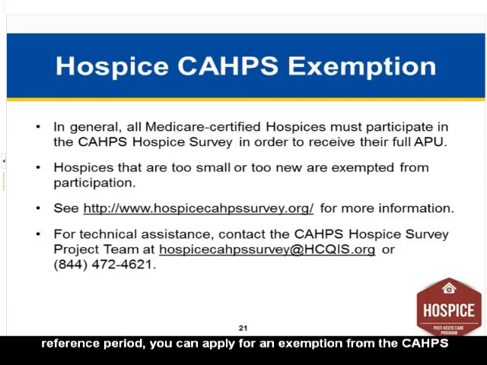Also for 2016, if your hospice received its CMS certification number, or CCN, on or after January 1st, 2016, you are eligible for a one-time exemption for newness. CMS will identify hospices eligible for this exemption. There's no form for the hospices to submit. You can find more information on the website shown on the slide and can contact the CAHPS Hospice Survey Project Team for technical assistance at the email or phone number noted on the slide.